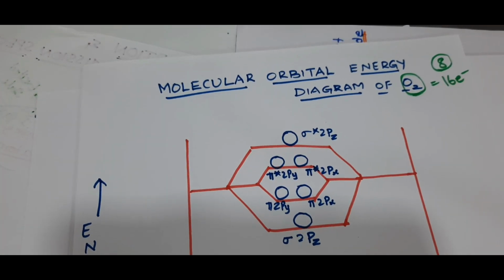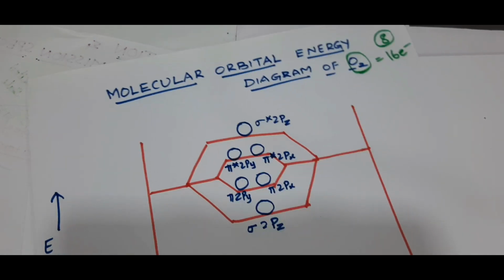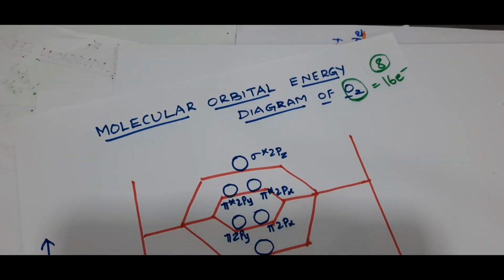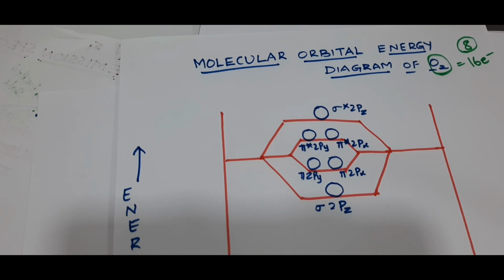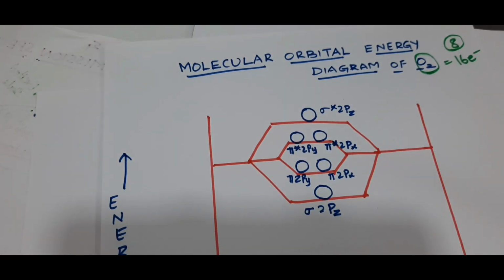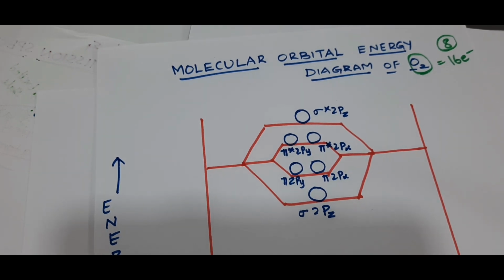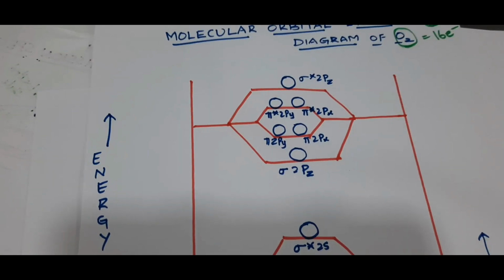Students here also must know what is called HOMO and LUMO. In a given molecular orbital diagram, the molecular orbital which contains the electrons and possesses high energy is called HOMO, and the empty orbital which does not contain any electron is called LUMO. I will explain clearly after filling the electrons.